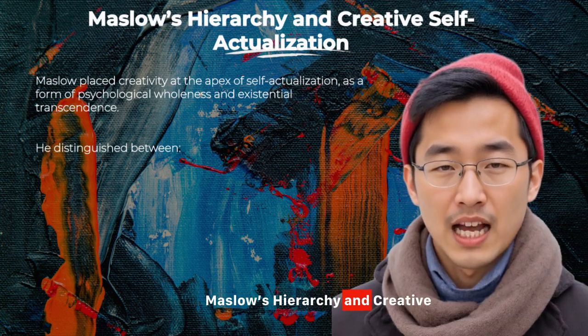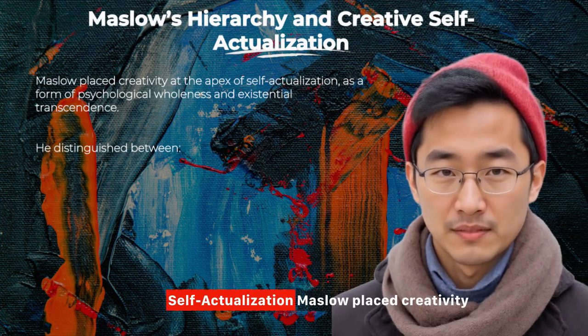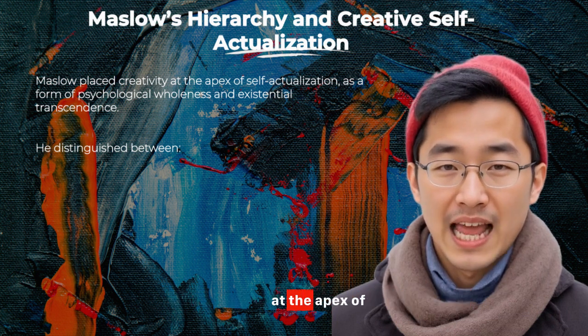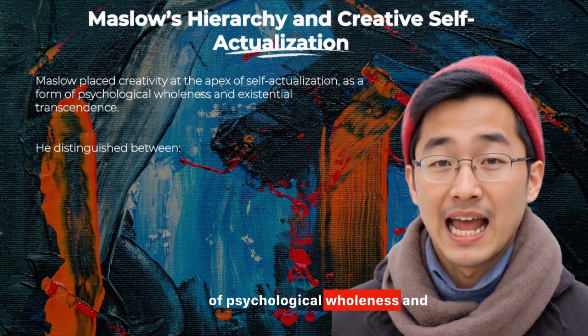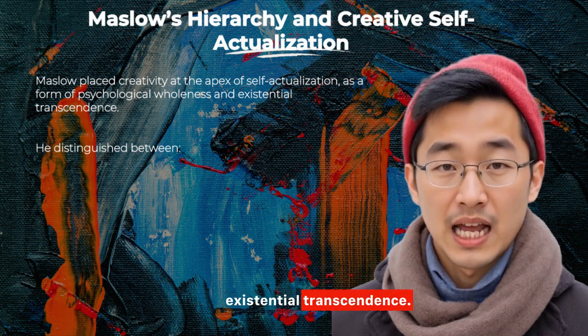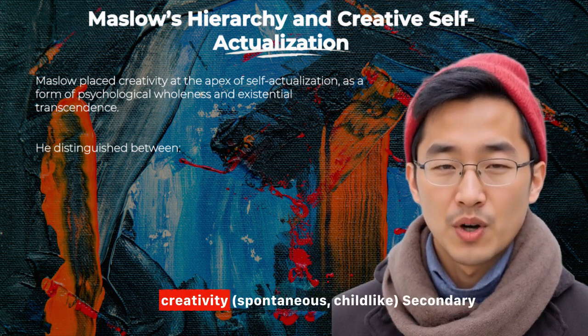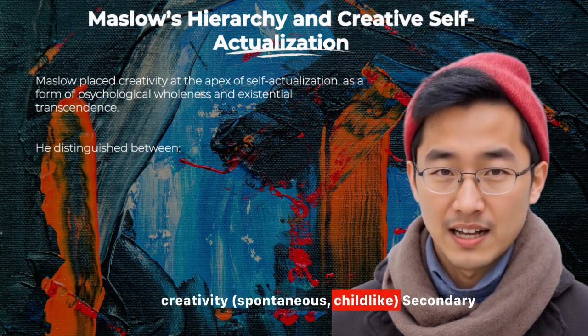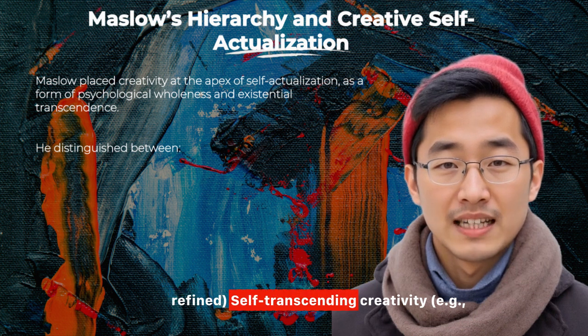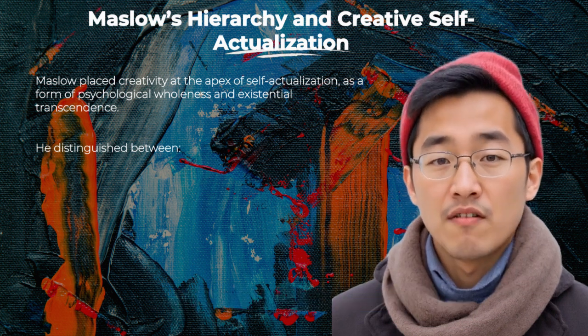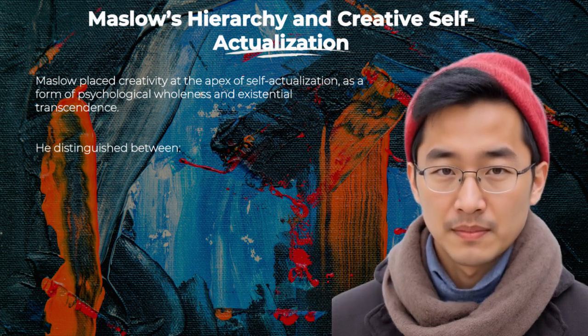Maslow's hierarchy and creative self-actualization. Maslow placed creativity at the apex of self-actualization, as a form of psychological wholeness and existential transcendence. He distinguished between primary creativity, spontaneous, childlike; secondary creativity, more disciplined and refined; self-transcending creativity, e.g., visionary or mystical artistry.